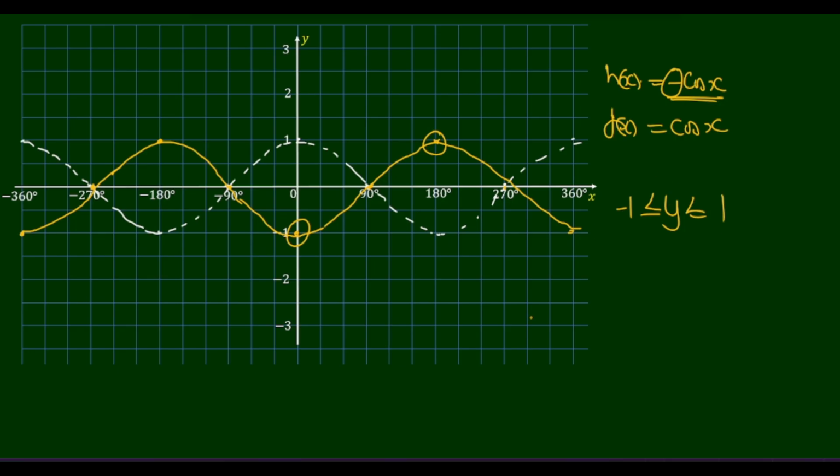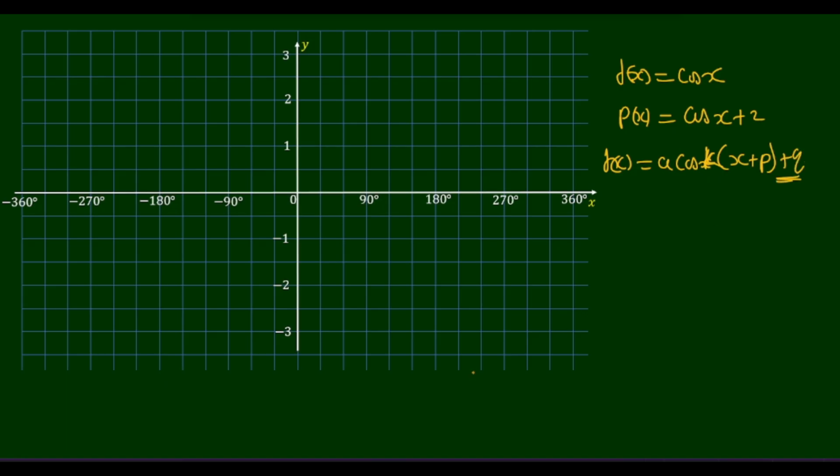Right, now let's look at this one. Let's say we have the graph of p of x. Right, our parent graph is f of x is equal to cos x. Now let's say we have the graph of p of x, which is equal to cos x plus 2. Okay, that is the effect of q. Remember, we said we want to look at the effect of these parameters: a cos x, let's say kx. We're going to look at the effect of k, and then x plus p, and then plus q. We want to look at the effect of q there.